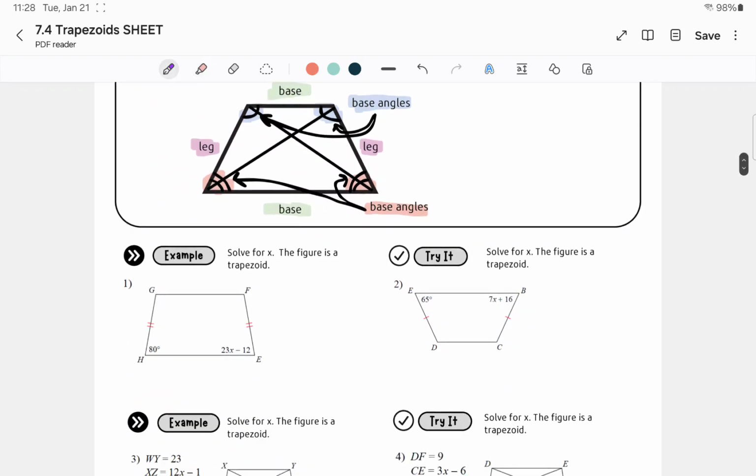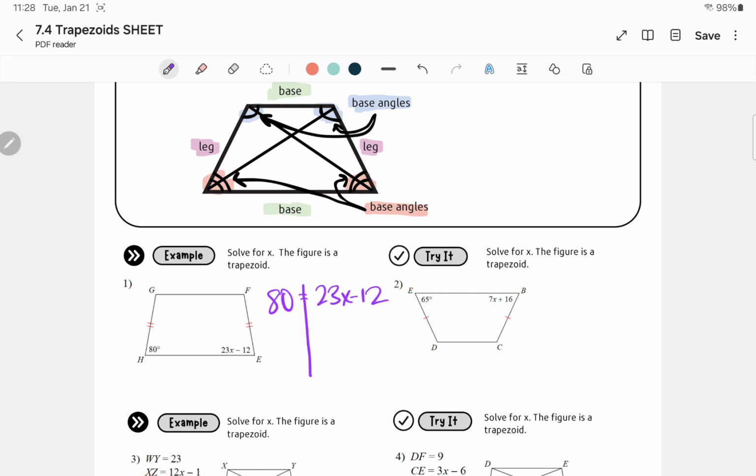So let's look at number 1. Solve for x, the figure is a trapezoid. We know it's isosceles because these 2 legs are congruent. So that means the base angles are congruent, and 80 is equal to 23x minus 12.